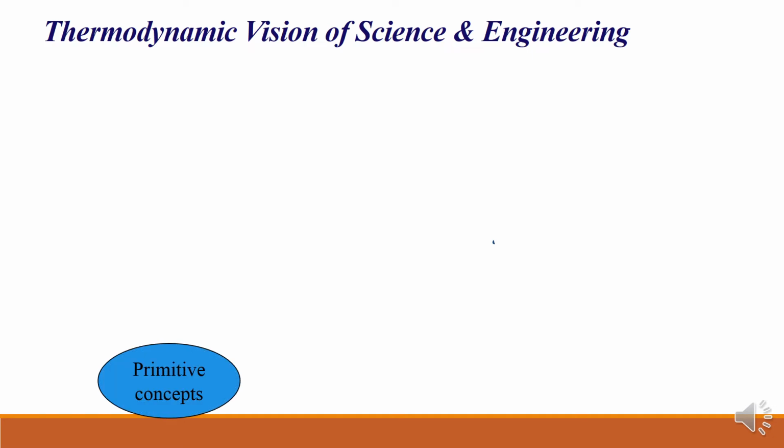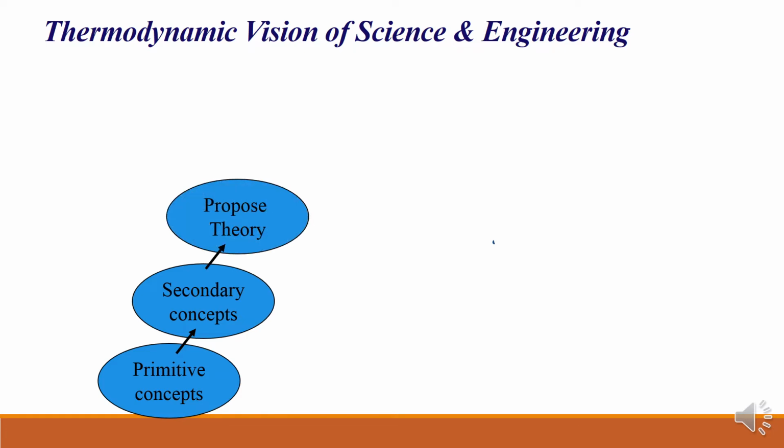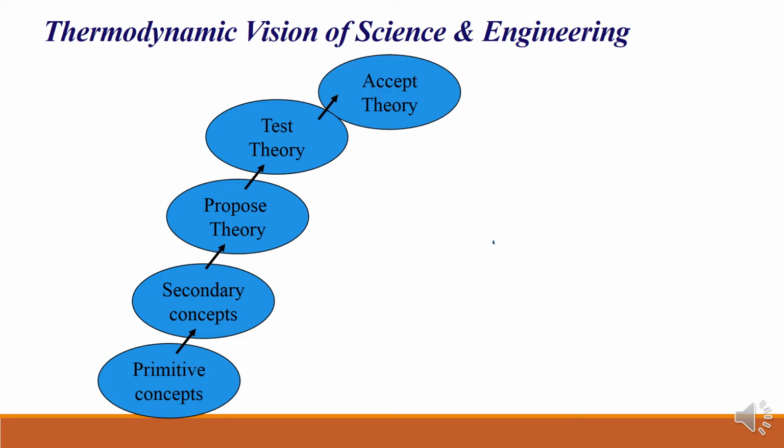So if you see the thermodynamics vision of science and engineering, there are primitive concepts, so you are putting some concepts there, right? Secondary concepts, so there is some evolution, some thinking, a thought process. Then you can say a proposed theory, a concrete theory. Then test the theory. Test means we have to see how it is working. Experiments we have to carry out, and then we see it is okay, it is feasible. Then accept the theory. After validation only can you accept that theory, right?